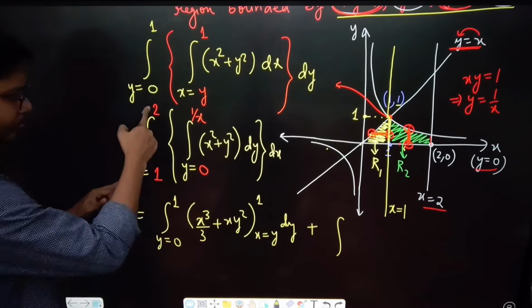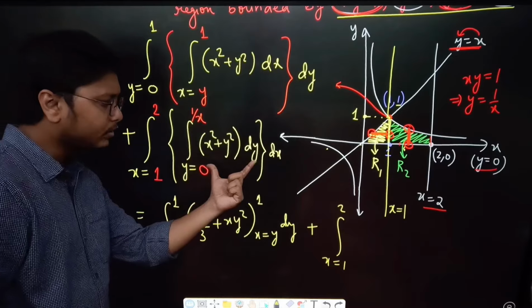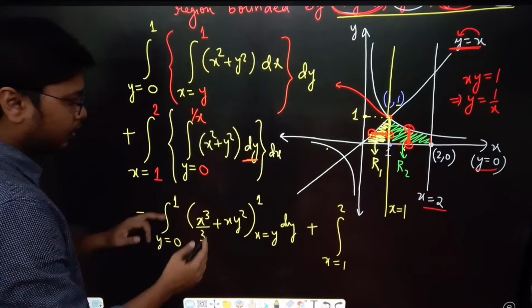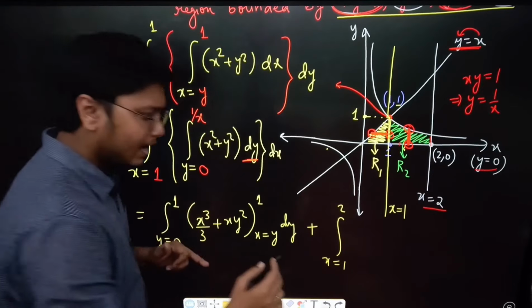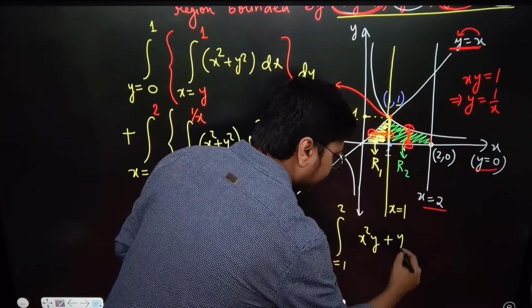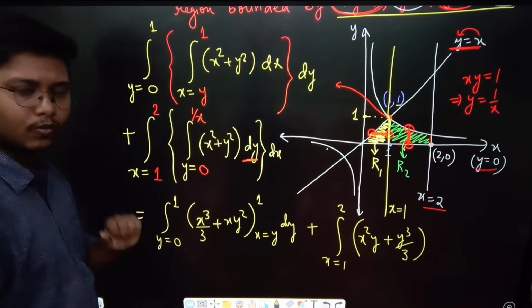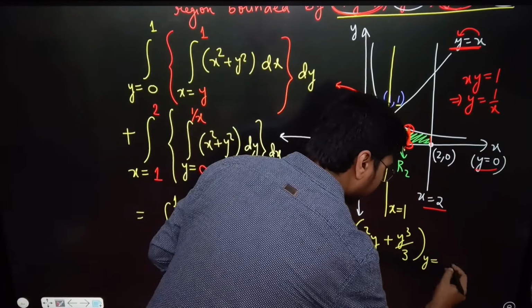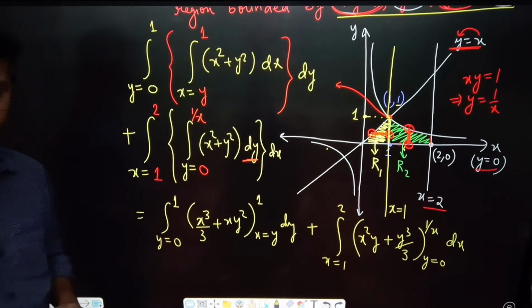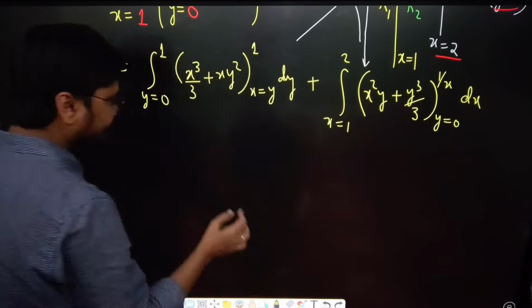In the next one, I have x equals to 1 to 2. And in the inside integration, I'm going to do the integration with respect to which variable? Y, and treat x as constant. So the integration of x square with respect to y would be x square y. The integration of y cube with respect to y would be y cube by 3. And the limits of y are 0 to 1 by x. And whatever I get, I need to do the integration again with respect to x. So let's proceed with this calculation.